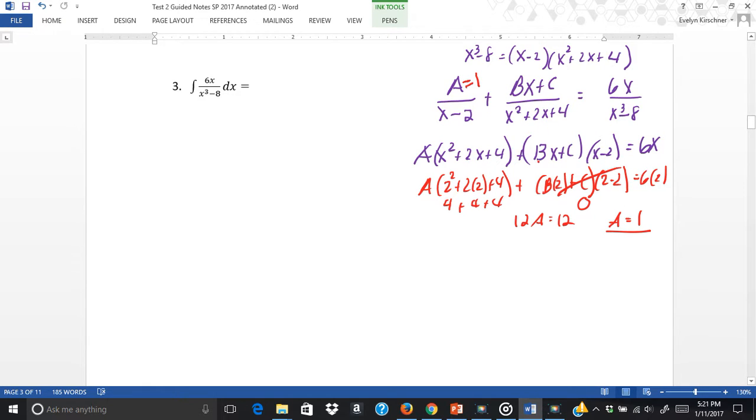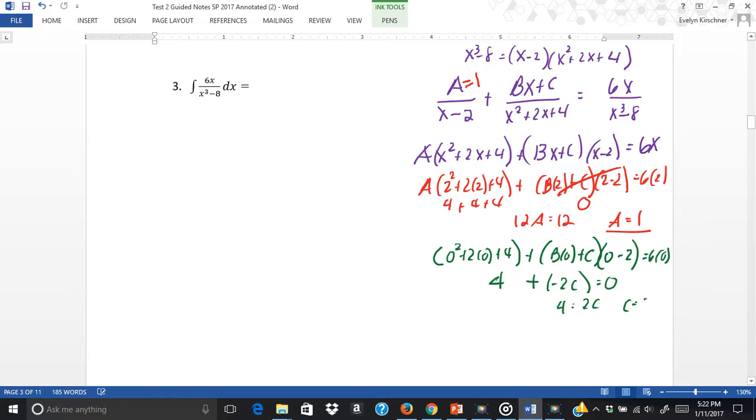So I'll just pick some simple numbers for x to help me solve. If I want to get rid of perhaps my b just to solve for c, I could let x equal 0. So I have a, which is 1, times 0 squared plus 2 times 0 plus 4, plus b times 0 plus c times 0 minus 2, which equals 6 times 0. So let's see, I have 4 here, plus negative 2c is 0, or 4 equals 2c, and c equals 2. I still need to find b, but it's pretty easy. I can just pick any number. I'm going to pick 3, but it doesn't really matter what you choose.